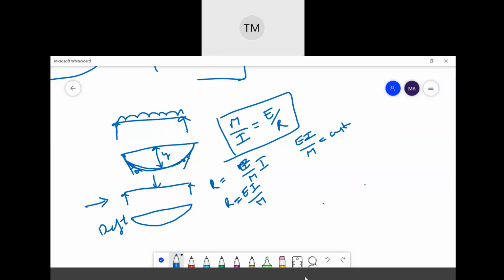This deflection curve comes from the flexure equation, or bending equation. Using this equation, you are going to solve some of the problems. Understand? This deflection curve comes from a bending equation. Is it clear?